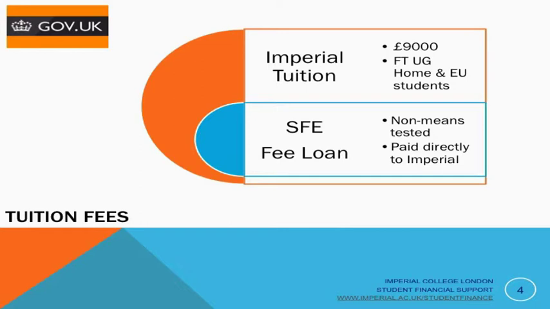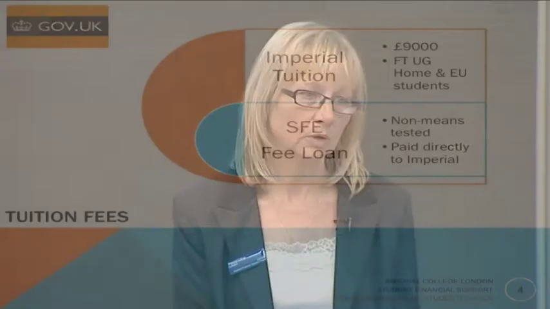That is non-means tested, so it doesn't matter what your household income is. You can apply for a loan for the full amount or for part of it if you don't want to take the whole amount. But there's no income assessment required for that. You can go for the full 9,000. So once you've applied for that, you can forget about it.